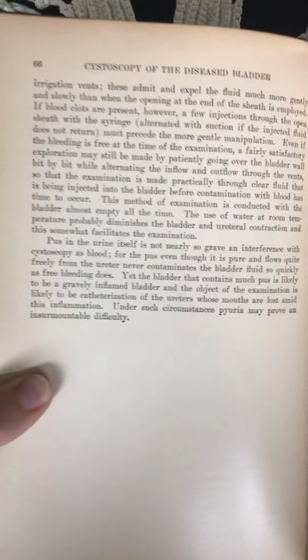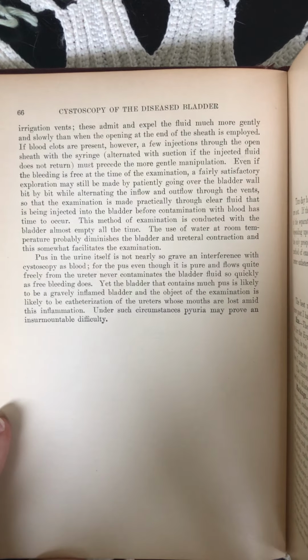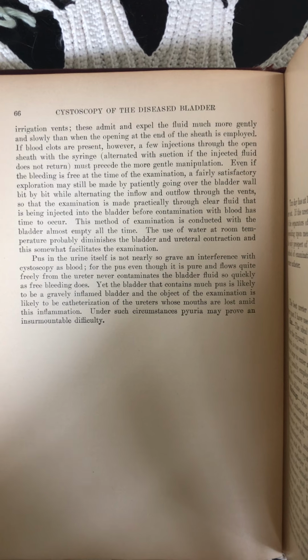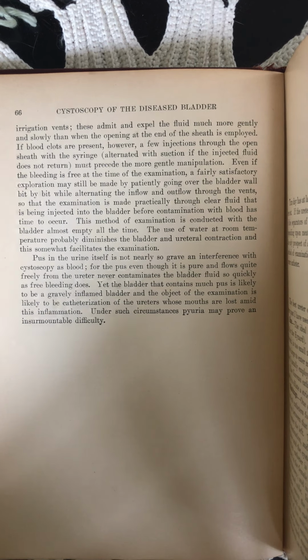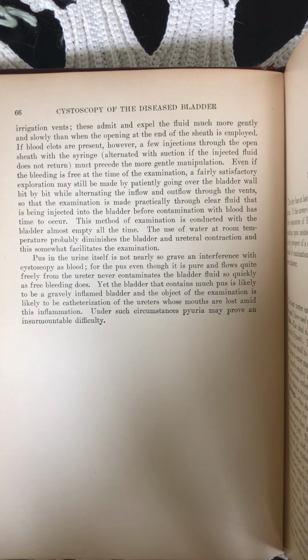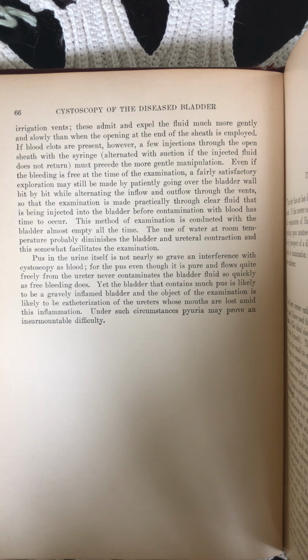These admit and expel the fluid much more gently and slowly than when the opening at the end of the sheath is employed. If blood clots are present, however, a few injections through the open sheath with the syringe, alternated with suction if the injected fluid does not return, must precede the more gentle manipulation.